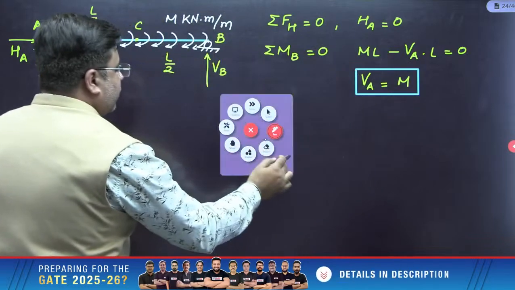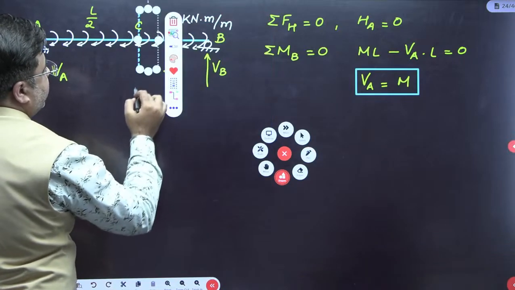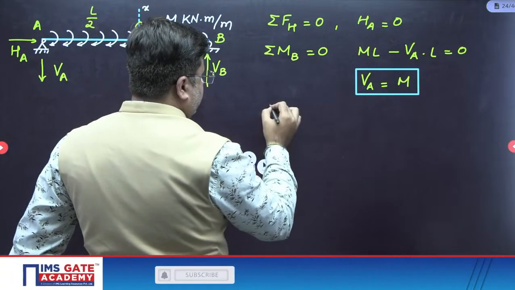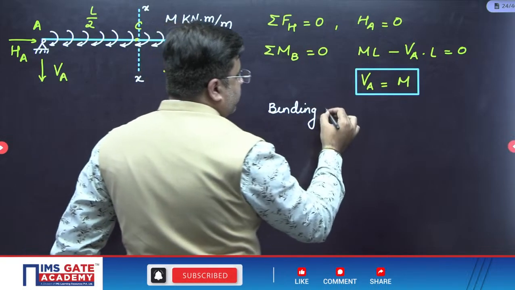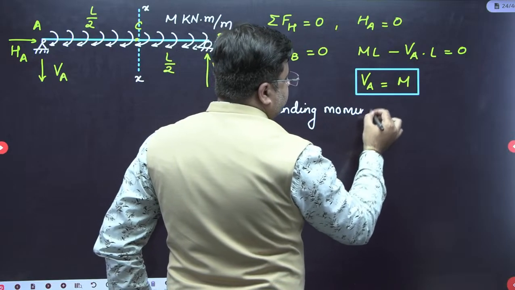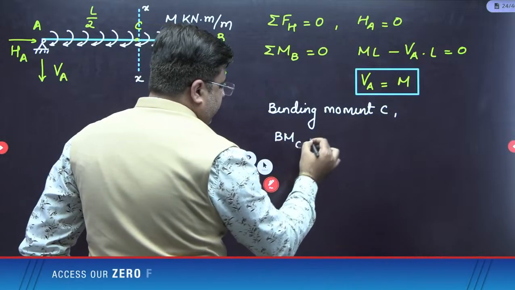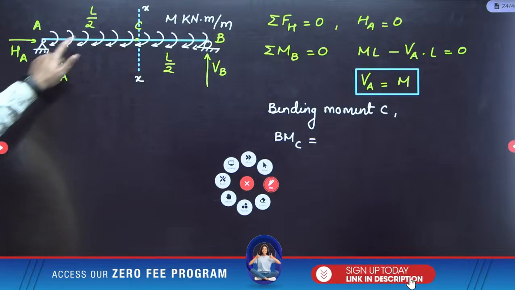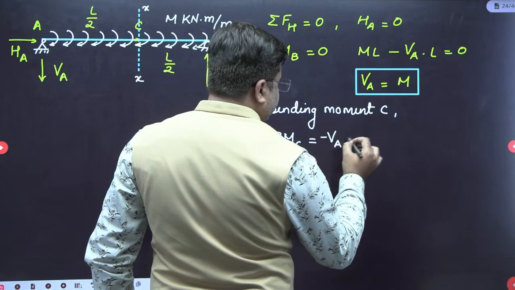Now only VA is required. What you will need to do is stand at this section C and write down the bending moment over this section C. So bending moment at C is equal to, first of all, this VA will give you the hogging moment at C, and the value of that hogging moment will be equal to VA into L by 2. So VA into L by 2 is the hogging moment at C.